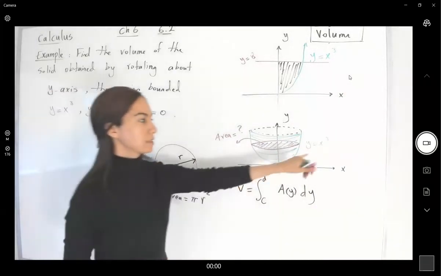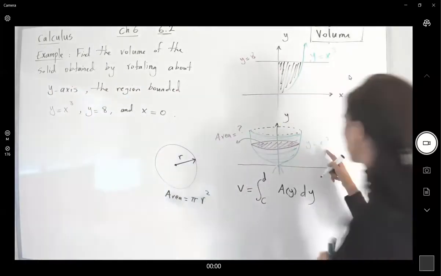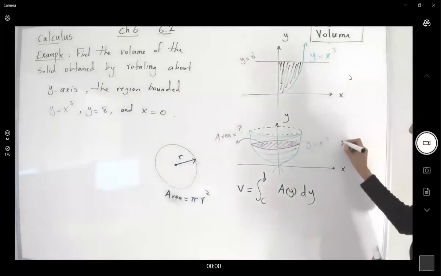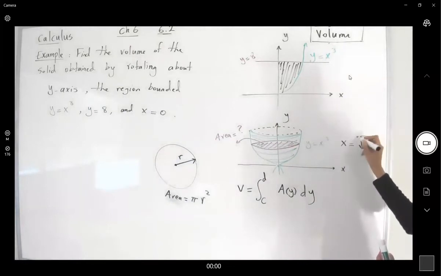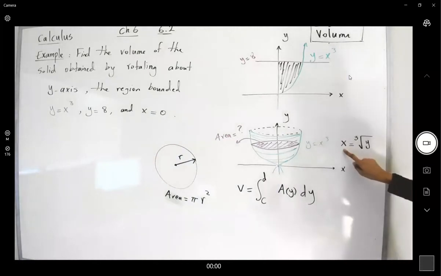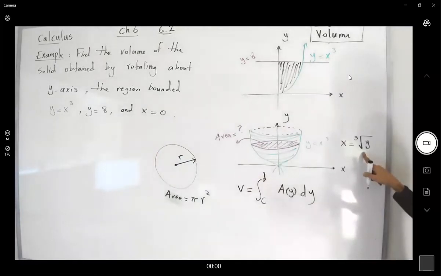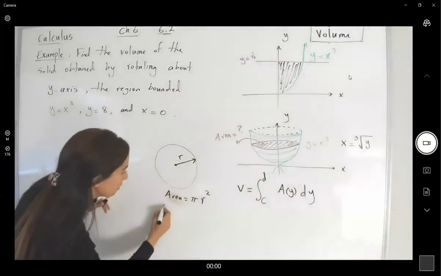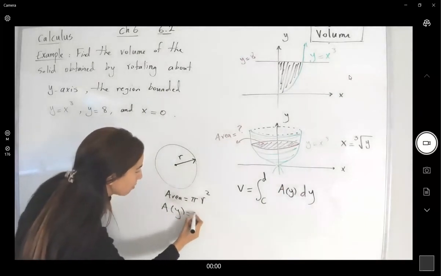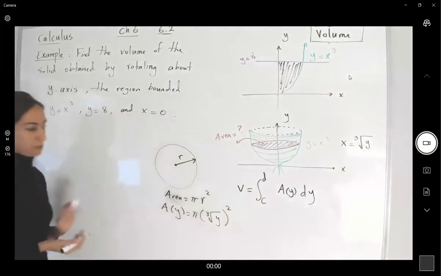Just note that you're writing this area depending on y instead of x. So take a look at this function. It's y equals x cubed. What's the meaning of that? If I take the third root of both sides, x is equal to the third root of y. So my r is equal to the third root of y. So my area, A of y, is pi times the third root of y to the second power.